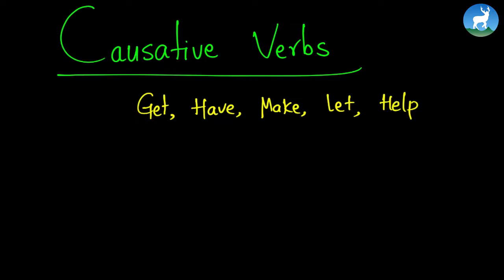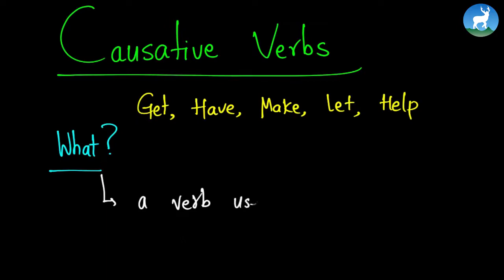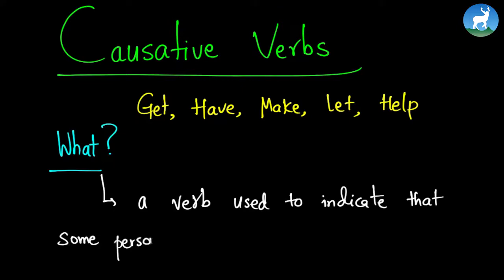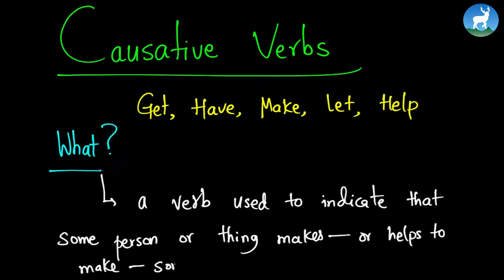So before doing that, let us ask ourselves a question. What are causative verbs? In English grammar, a causative verb is a verb that is used to indicate that some person or thing makes or sometimes helps to make something happen. So basically it's a verb. It's a verb used to indicate that some person or thing makes or helps to make something happen.